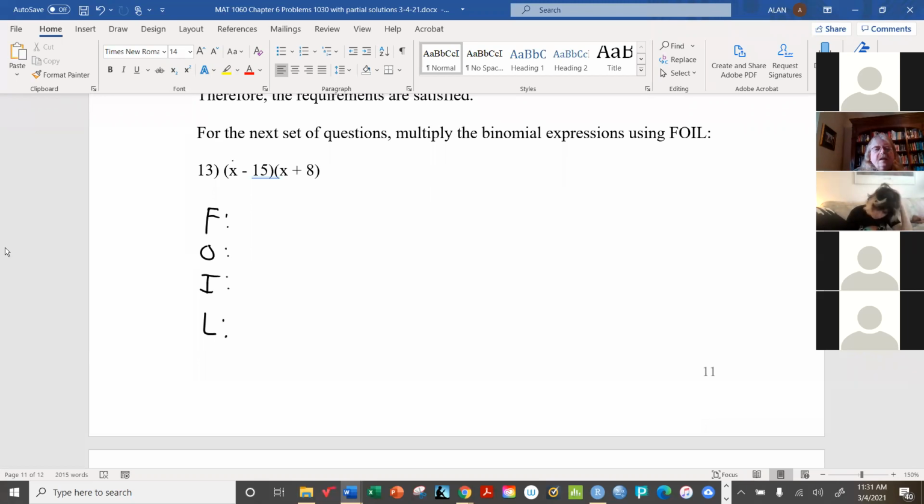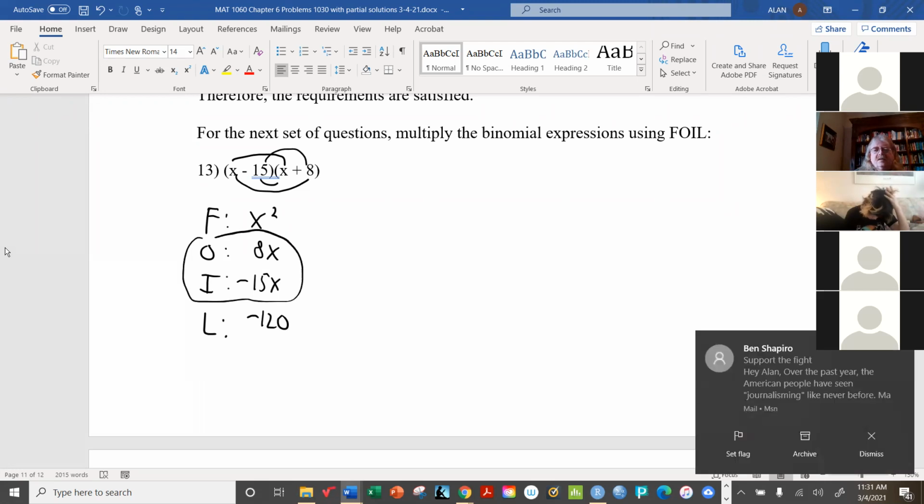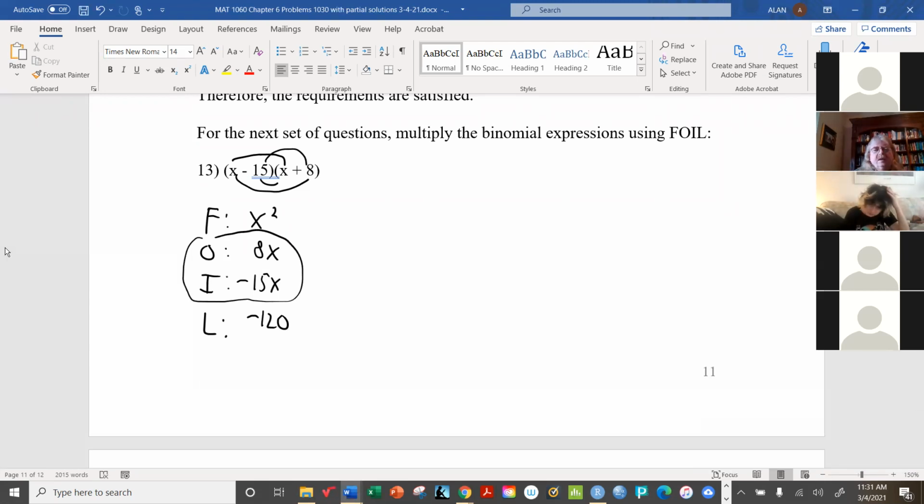So remember where these are. Here's our FOIL. And last is minus 120. So then often we can consolidate these two terms, not always. Depends on what you're doing, but all right, and so that's the final result. So you just have to be careful. And then there's no reason why you should get this wrong.